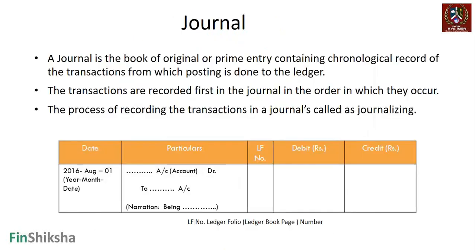So let's understand a journal. Now, a journal is a book of original or prime entry containing a chronological record of transactions from which posting is done to the ledger. So there are two points here. The first is original or prime entry, which is where the first entry happens. Second, it is a chronological record, which is basically date-wise transaction posting in a journal. Transactions are recorded first in the journal in the order in which they occur. The process of recording a transaction in a journal is called journalizing.